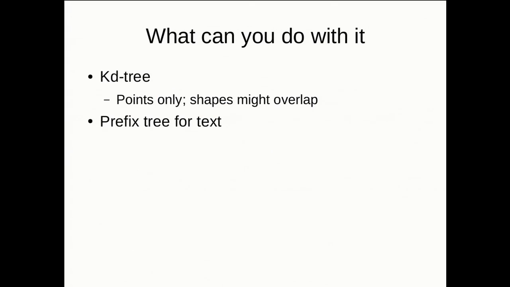So what can you do with this? This prefix tree I just showed, but the typical case is to build an index for points. You can't do this for other shapes, like boxes or circles or polygons, because they might overlap naturally, so you can't divide them neatly into non-overlapping parts. But points can't overlap because they're just singular points. So you can use this to index points. And the reason you would do this instead of the normal GiST is that this is faster, basically.